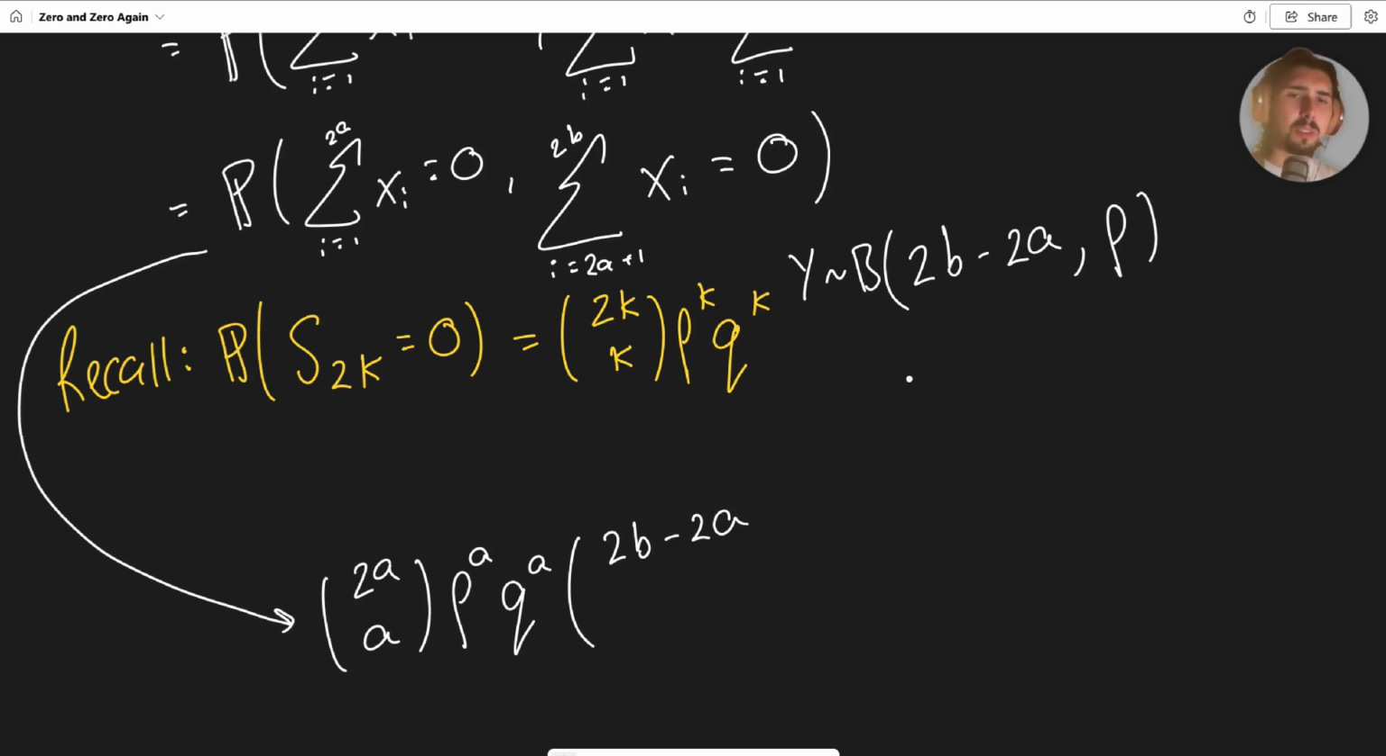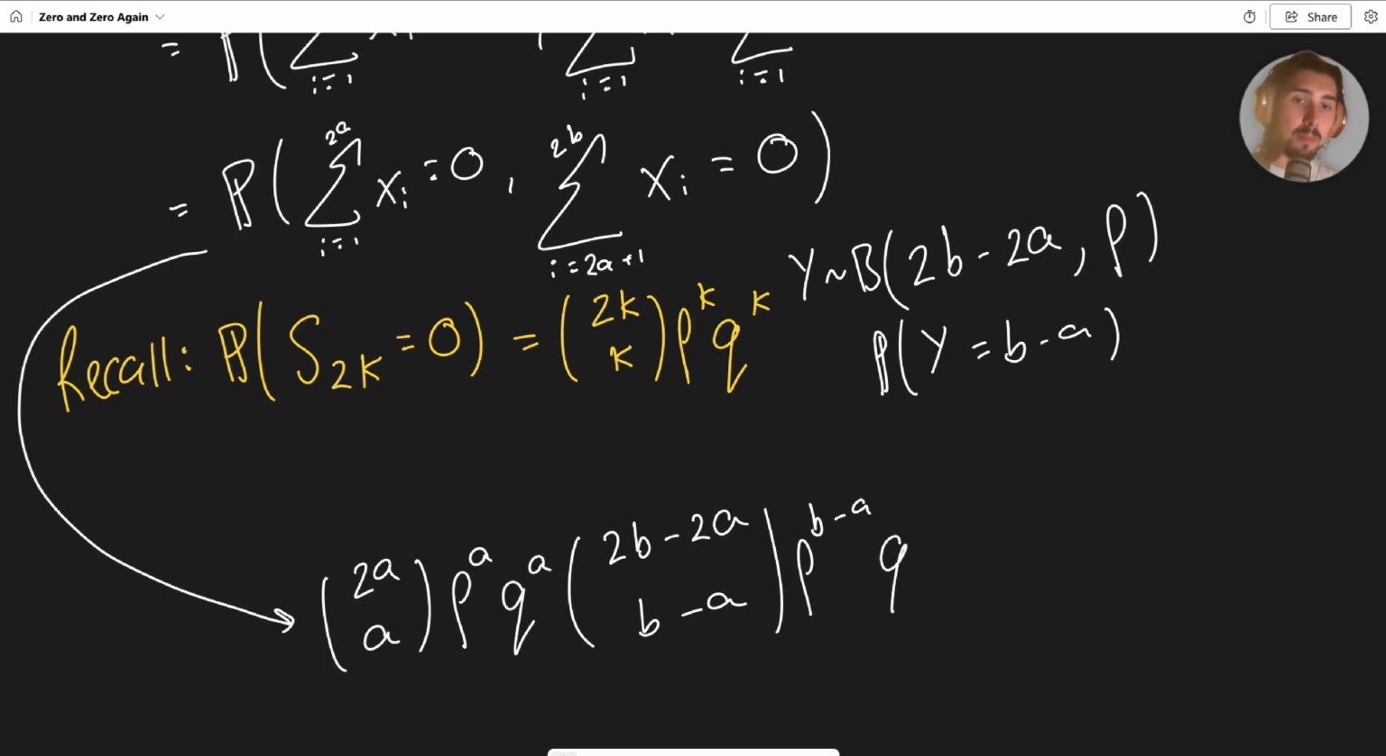How many successes do we need for this one? Again, we need half the successes as there are trials, because we need half ups and half downs. So we're looking for the probability that y equals half of 2b minus 2a, so just b minus a. So it's going to be 2b minus 2a choose b minus a, and then p to the power of, how many successes do we have? Well, we've got b minus a successes, and then how many failures?